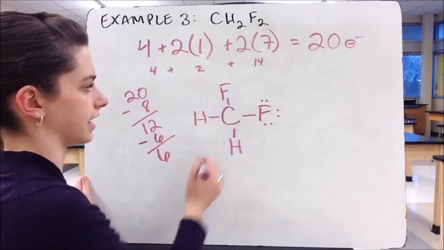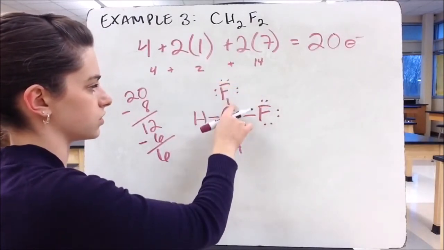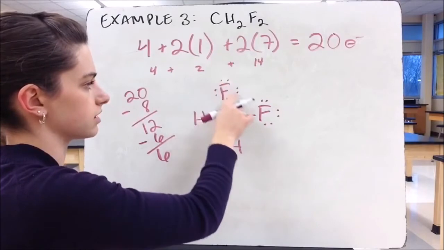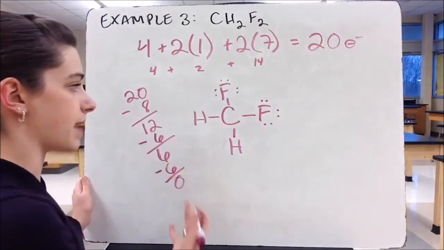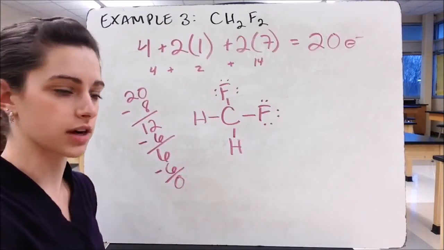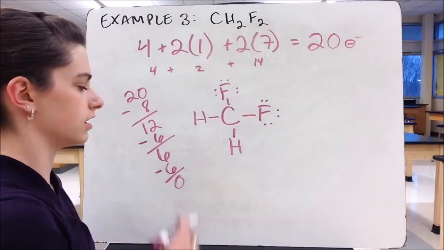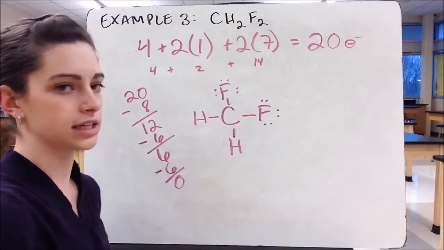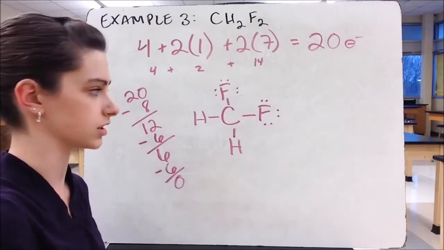This fluorine still needs 8, so I'm going to add 6 more. So now it has 2 in the bond, 4, 6, 8. I've added 6 more. Now I'm out of electrons, so let's double check and make sure I've met all my requirements. Each of my fluorines has 8. The hydrogens are good because they only need 2, so they're good with just the bonds. You'll never have extra electrons on hydrogens.